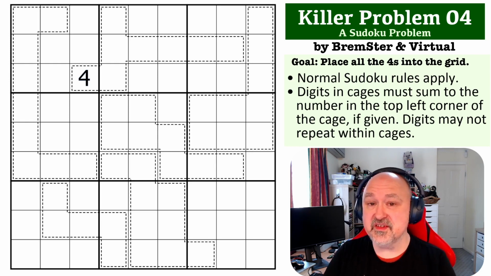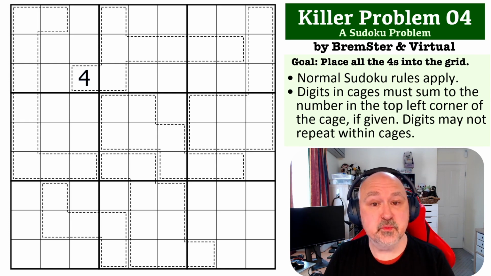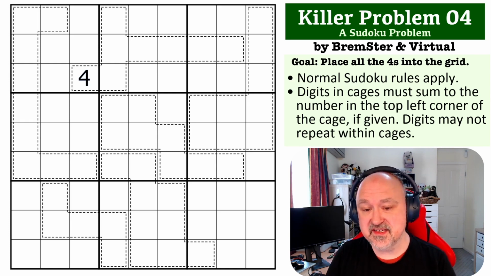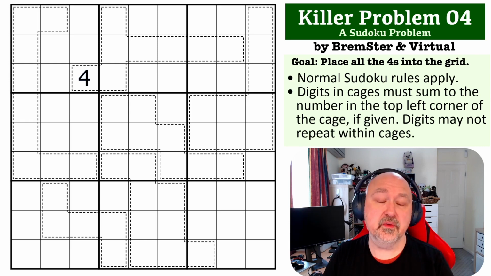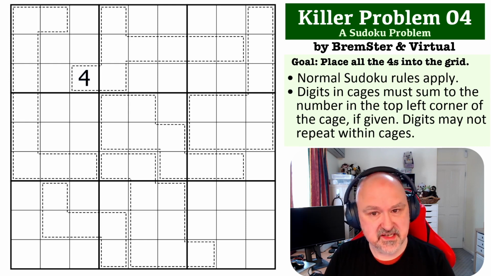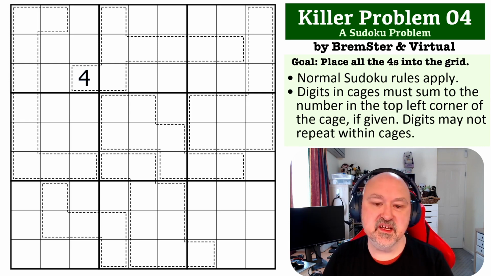So the goal on this one is not the same as with the previous ones. The goal isn't to place digits in known cells. The goal in this one is to place all of a particular digit. So in this particular one, it's to place all of the fours in the grid.